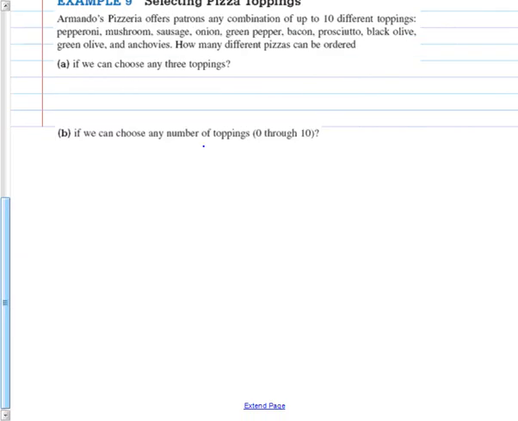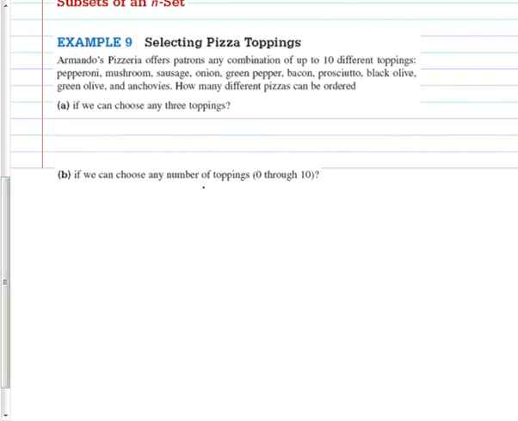Subsets of the n set. Let's try down here. Armando's Pizzeria offers patrons any combination of up to 10 different toppings, and they list all these things down there. How many different pizzas can be ordered, part A, if we choose any 3 toppings? So if we choose any 3 toppings on our pizza, does it matter the order that you put your toppings down on your pizza? No, not in this case. I mean, you may like the olives on top of the cheese more than the cheese on top of the olives, but it's really the same thing that's going on. So we've got a combination: from our 10, we're choosing 3.